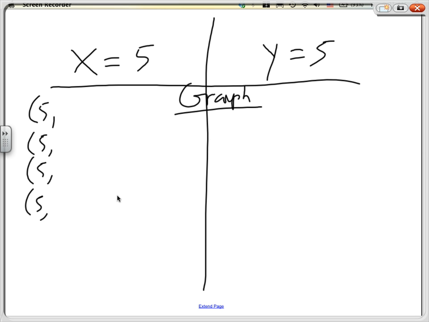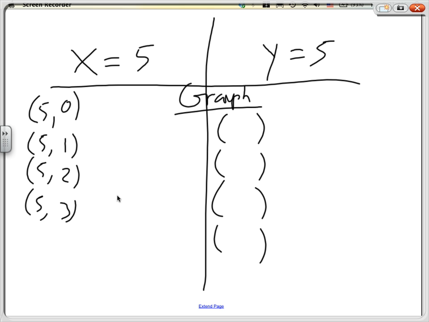There it is. So let's throw me some y values: 0, 1, 2, 3. Notice, if this is fixated, x will always be 5. Over here, what it tells you is the y will always be 5. So that means I don't care what x you throw at me, my y value will always be a 5. So 0, 1, 2, 3, for example.